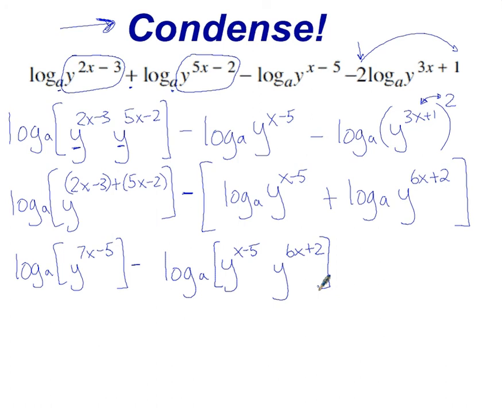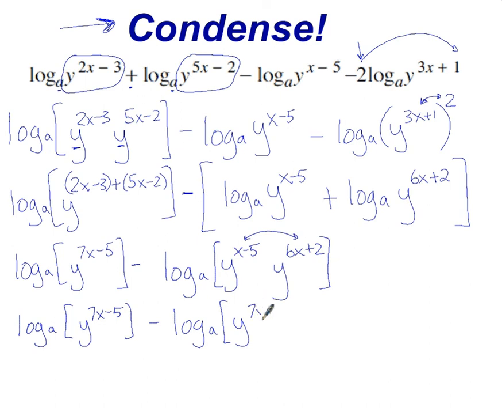I guess we'll do it in two more steps. Let's see if we can squeeze this in. Log base a of y to the 7x−5 minus log base a of the, let's see, we're multiplying powers that have the same base, so we can add the exponents. I'll try to do this in one step now. I'm adding these two exponents: x plus 6x is 7x, and negative 5 plus positive 2 is negative 3.